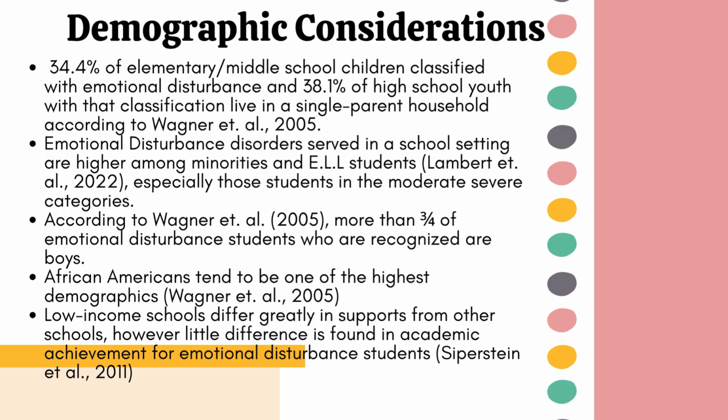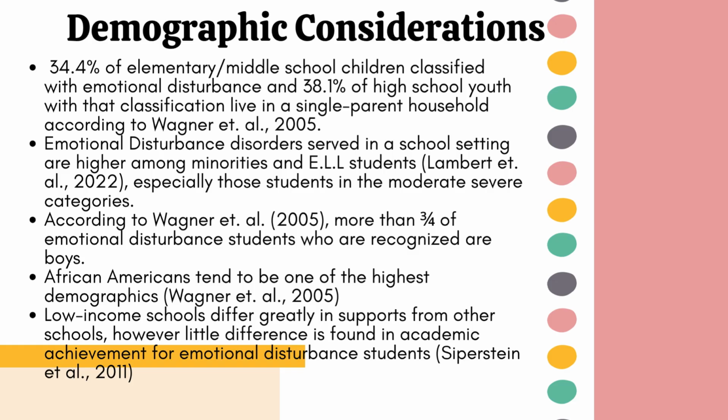Demographically speaking, 34.4% of elementary and middle school children are classified with emotional disturbance, and 38.1% of high school ones live in single parent households. Emotional disturbance disorders are higher amongst minorities and ELL students, especially the ones in the moderate and severe categories. More than three-fourths of them who are recognized and diagnosed are boys.